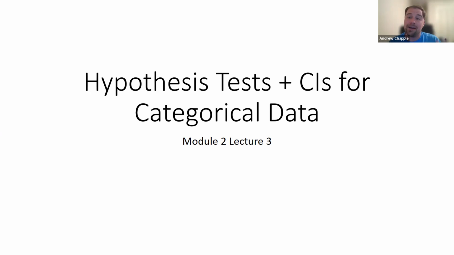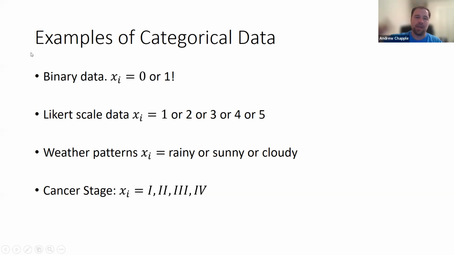So this is going to be hypotheses for those kind of things. Again, I have these examples here: binary data, 0 or 1; Likert scale data, 1, 2, 3, 4, or 5; weather patterns, is it rainy or sunny or cloudy; cancer stages, 1, 2, 3, 4. These are all categorical data.